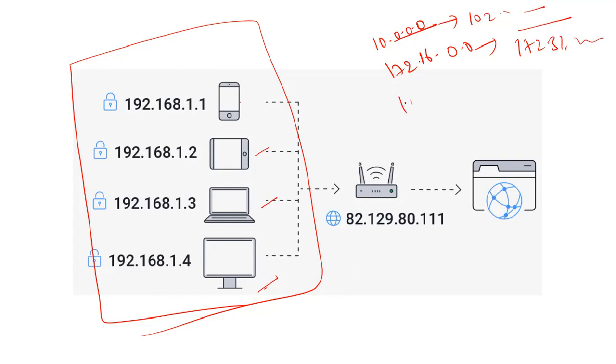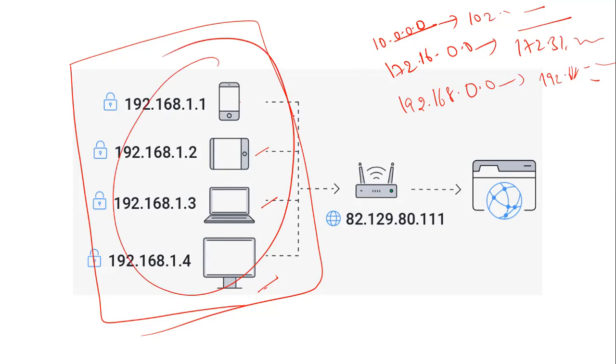And from class B, we have 172.16.0.0 to 172.31.255.255. And from class C, we have 192.168.0.0 to 192.168.255.255. Here, these devices are assigned private IP addresses from class C, 1.1, 1.2, 1.3 and 1.4. These are connected in a single subnet, or single network, I can say.